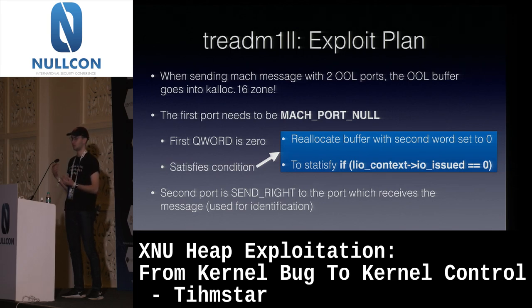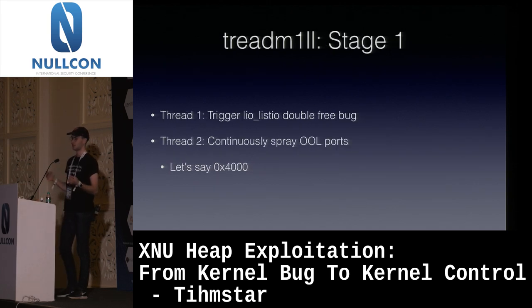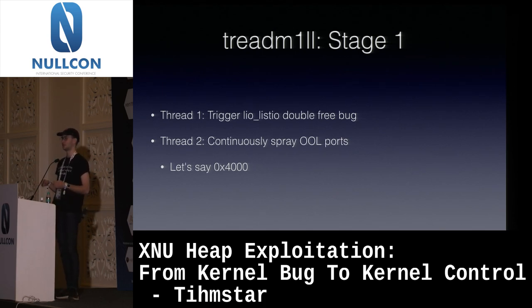to just some port. So what we're doing is, we have two threads. One thread triggers the lio_listio double free bug, and the other continuously sprays out-of-line ports, keeps sending messages with out-of-line ports. Let's say 0x4000 for no particular reason. For things like that, you generally just do trial and error and figure out what the best number is.